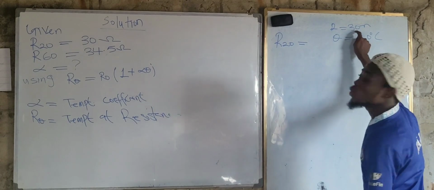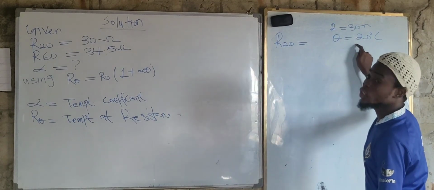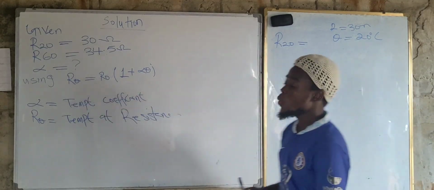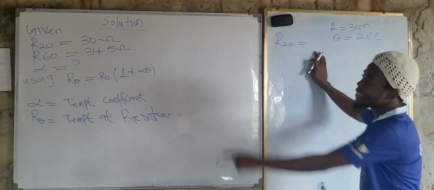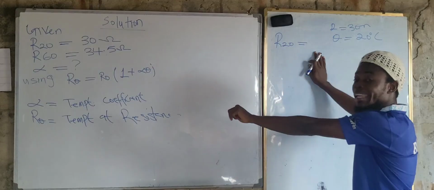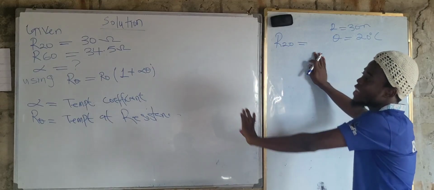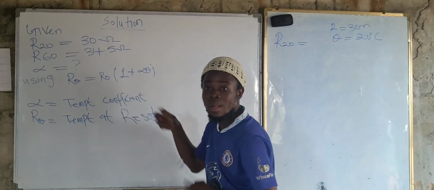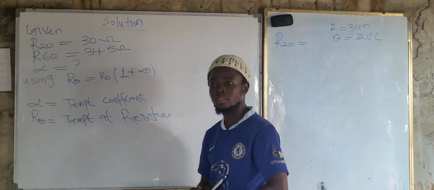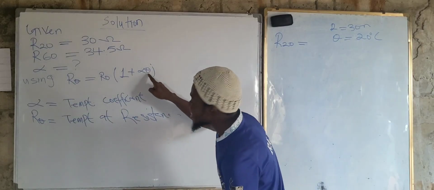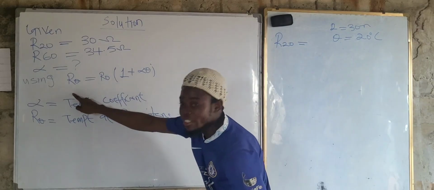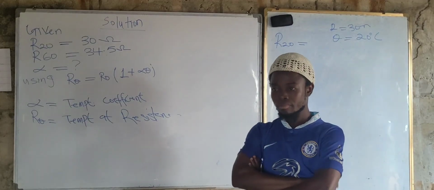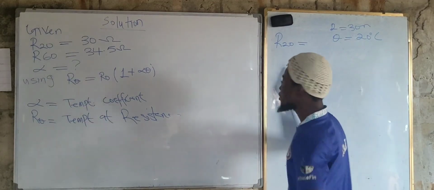Now let's deal with this first for better understanding. The resistance is equal to 30 ohms at 20 degrees Celsius, right? Come to this formula now. We have R theta, which is equal to R0 into 1 plus alpha theta. Are we okay here? But this alpha that you are seeing here is representing the temperature coefficient. And anywhere you see theta in this equation, that theta is representing our temperature. So let's substitute the values now.